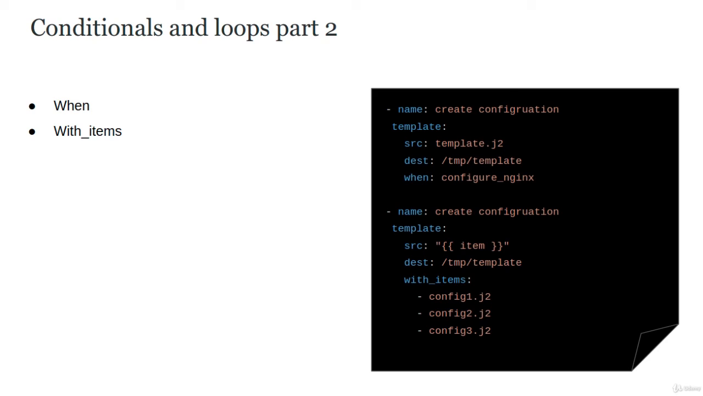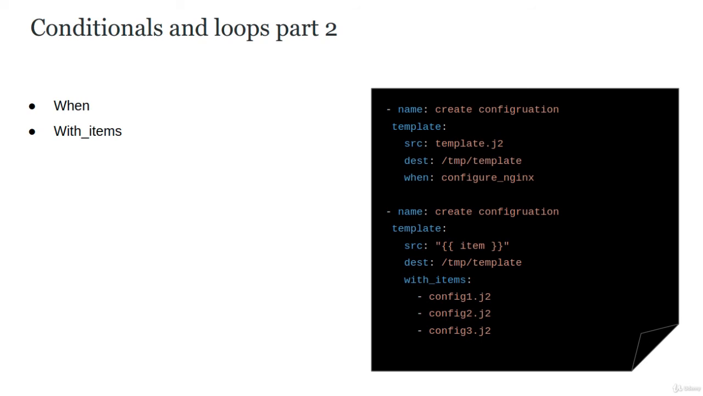And with items. With items is the loop in Ansible, so it allows you to have a list of items and perform some task for each item. Currently we also have the template module, and we have the with items argument, and it has a list of values called config1.j2, config2.j2, config3.j2.